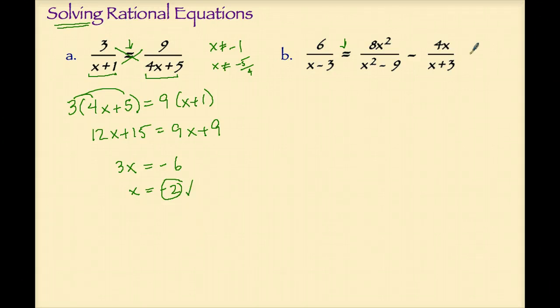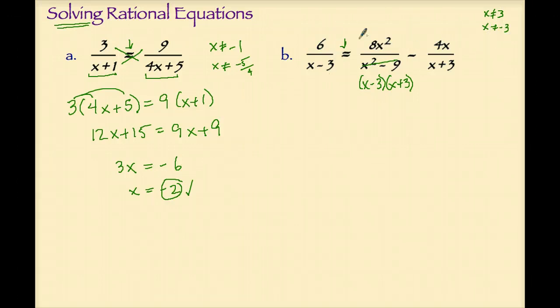Now let's move on to letter B. Once again, let's look at these denominators, and I'll factor this one, and determine what values must be excluded from the domain, from any possibility of being a solution. As you can see, x can never be equal to 3, and x can never be equal to -3. That just has to be something that we make a note of right away.